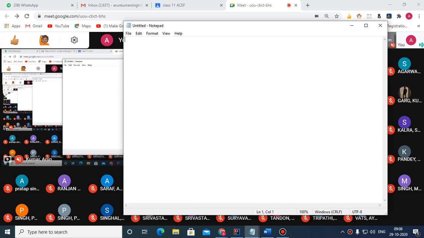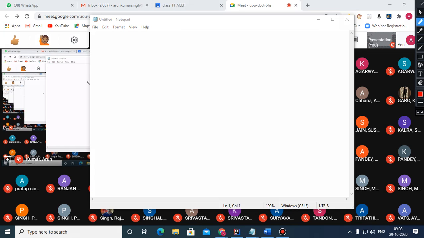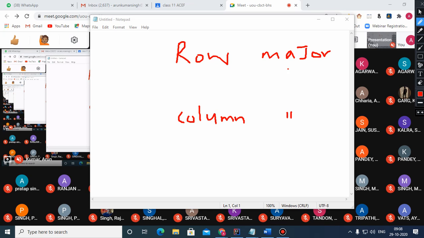So actually, children, there are two methods of calculating the address of any element within an array or matrix. The first method is row measure, and the other method is column measure. So now I'm just going to tell you what row measure is.